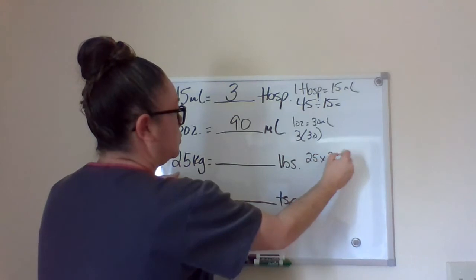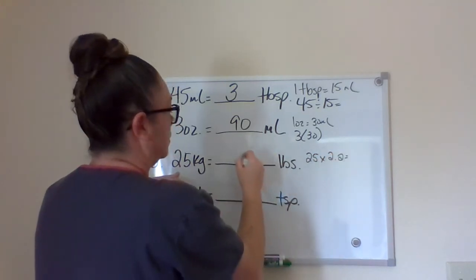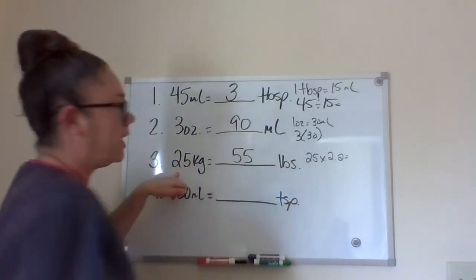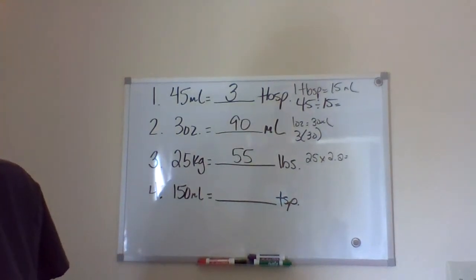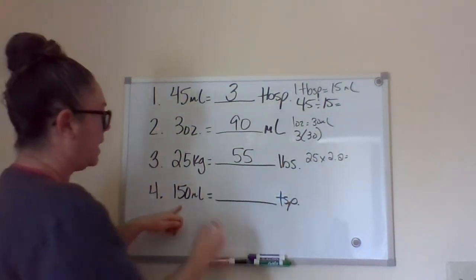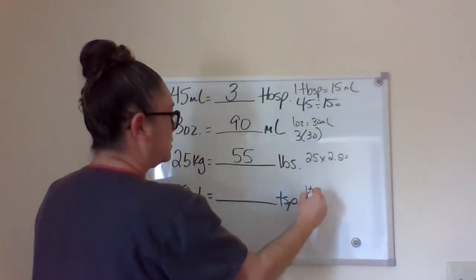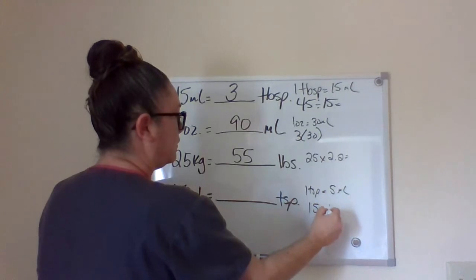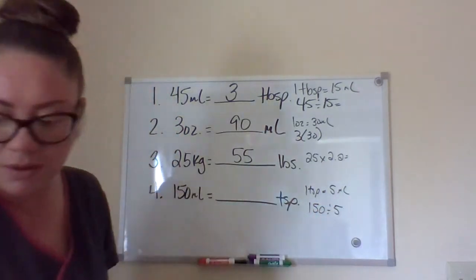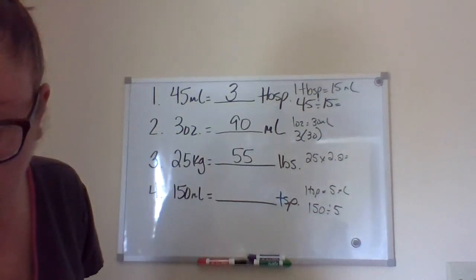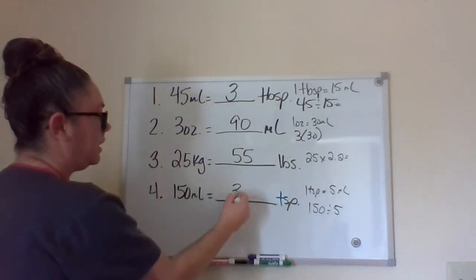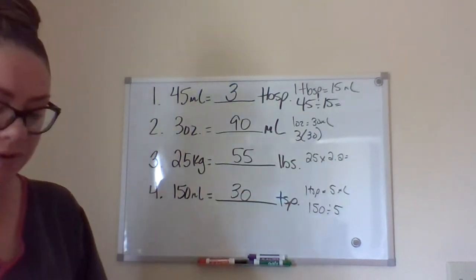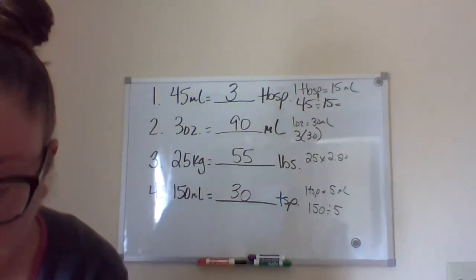25 times 2.2, and that gives us 55 pounds. And then the last one here, 1 teaspoon is 5 milliliters. So you're going to take 150 divided by 5, and you get 30 teaspoons. Okay.